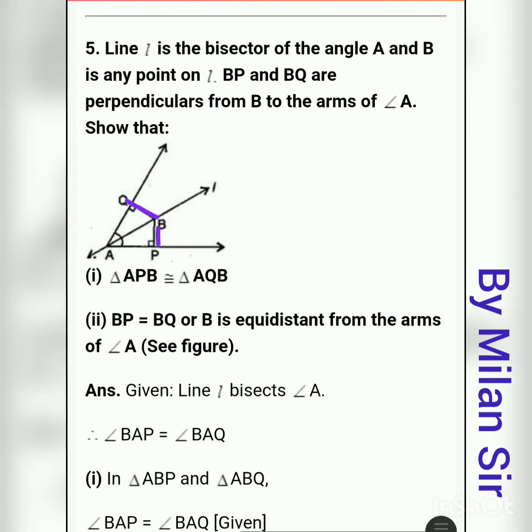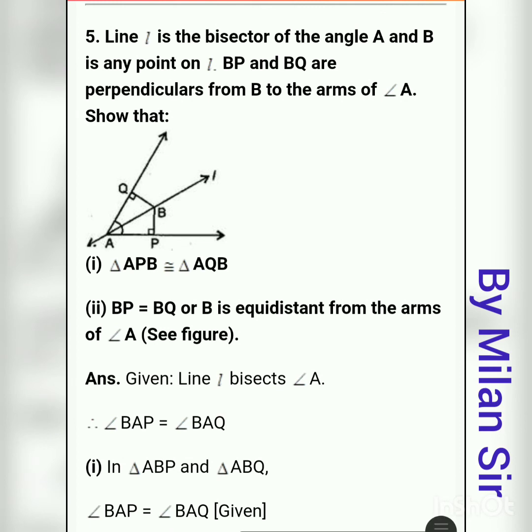BP is equal to BQ we need to prove. Either we can say that B is equidistant from arm M, that means BQ, and from another arm it is P, BQ is equal to BP. That means these two things are equal, right? Either we need to prove BP is equal to BQ, otherwise B is equidistant from both these arms.